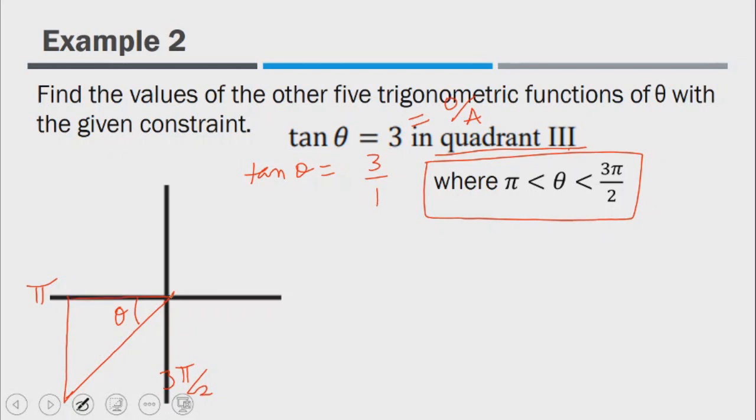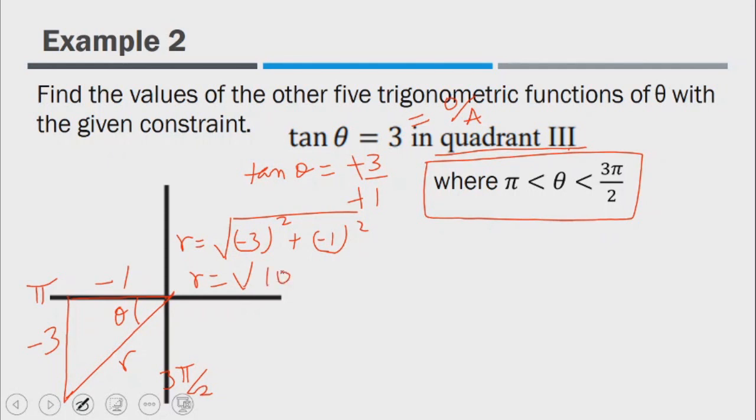In quadrant 3, we have the negative x value and the negative y value. So the opposite in this case is just going to be -3, and the adjacent is going to be -1. That is why we have tan theta to be +3, because the negative cancels out the negative in this case. Now we don't know the R, so the R can be found using the Pythagorean theorem. R is going to be the square root of (-3) squared plus (-1) squared, so the square root of 9 plus 1, which is 10. So R is the square root of 10.